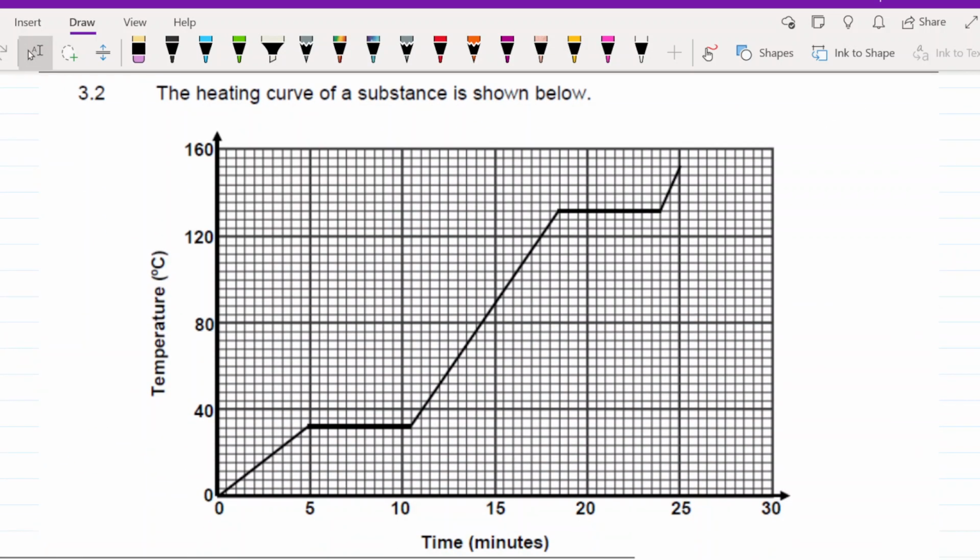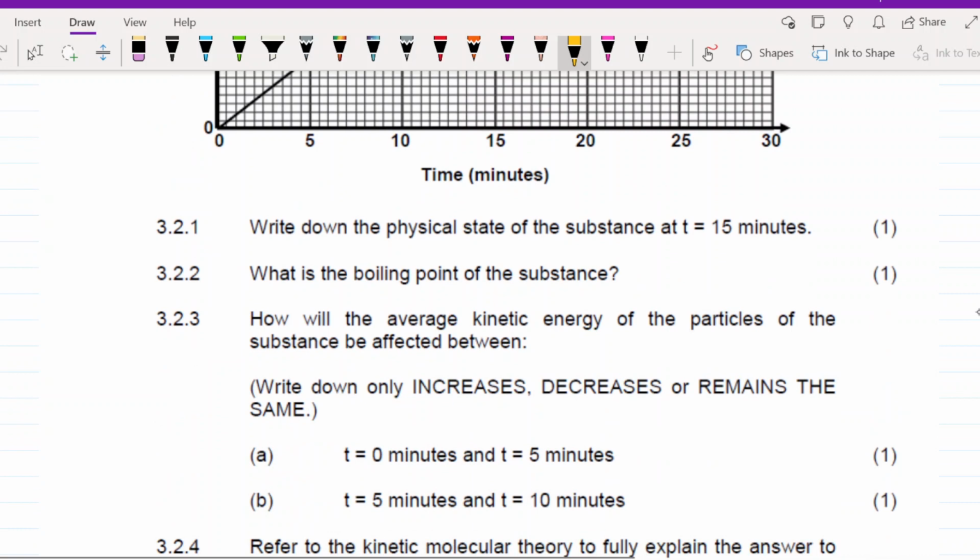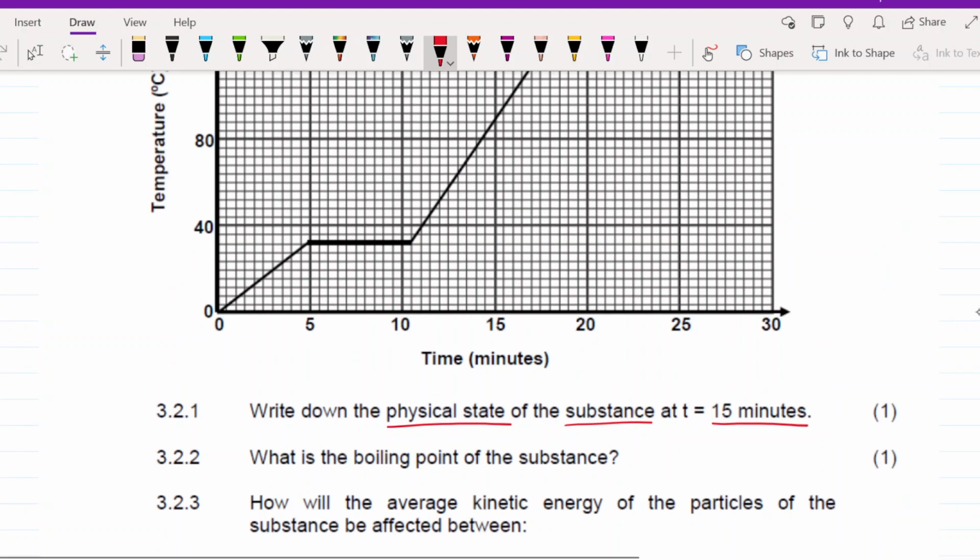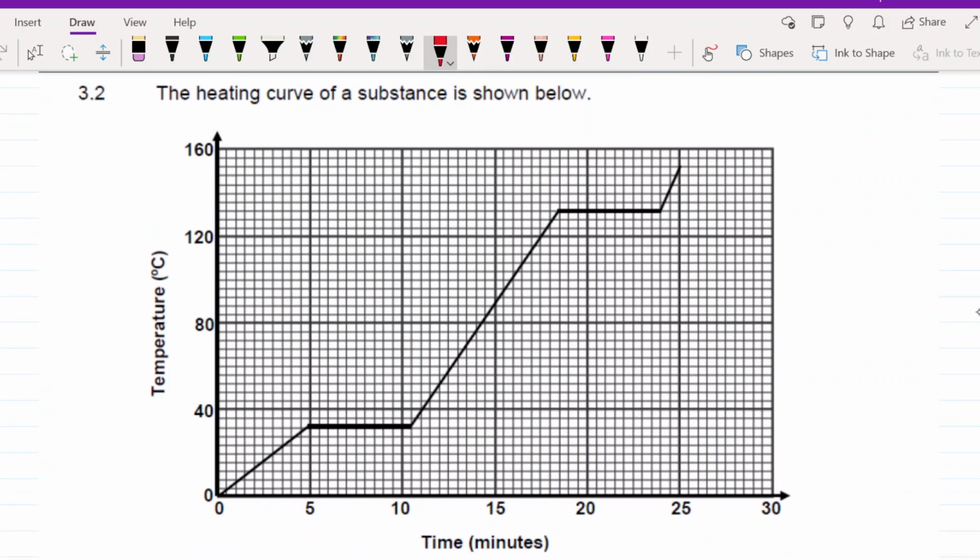So now we are moving to 3.2. We have this heating curve. The heating curve of the substance is shown below. Look at the questions. Write down the physical state of the substance at 15 minutes. At 15 minutes, here is 15 minutes. What is the state? Look at 15.